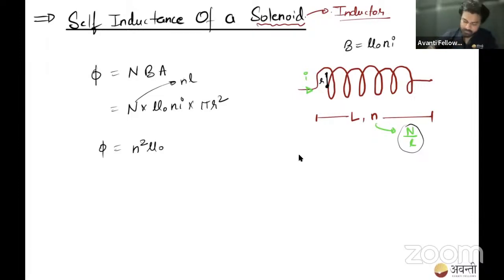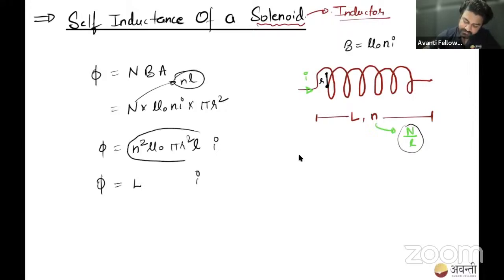No, it is correct. N square mu naught pi r square. In place of n, bachcho, we are writing NL. That's it. Into L into I. Now comparing with phi is equal to LI, this whole quantity is the self-inductance of the solenoid, which is n square mu naught pi r square L.